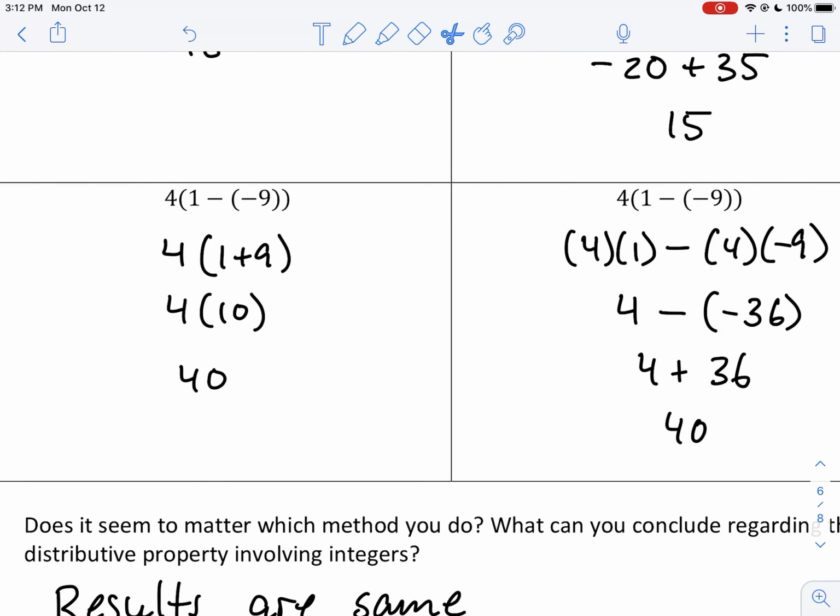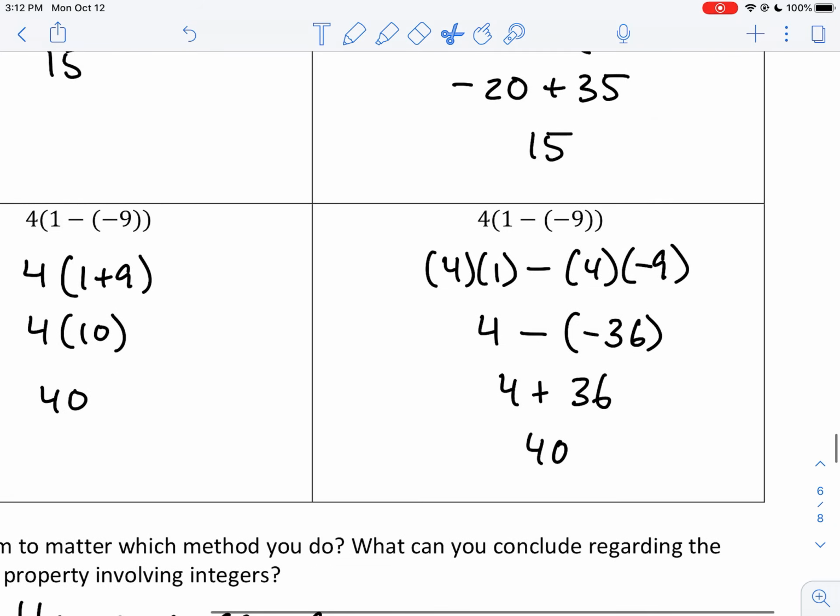And here we do inside the parentheses 1 minus -9. 1 take away -9 will be like 1 add 9, and we get 10 total. And then 4 copies of 10 combined make 40. And here, distribute first. 4 copies of 1 make 4. And 4 copies of -9 make -36. But remove -36 is the same thing as adding 36 to this 4, and you get 40 this way as well.